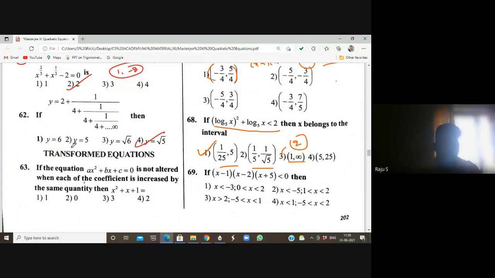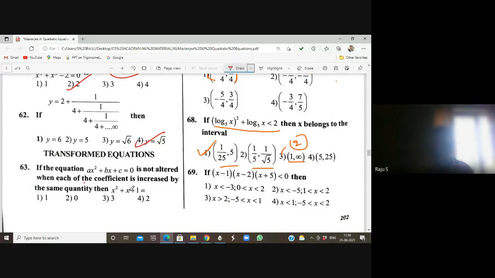Okay, so if the equation x square plus bx plus c is equal to 0 is not altered when each of the coefficients is increased by the same quantity. See, what is the question here? Each of the coefficients they asked, not the roots. Generally, alpha comma beta are the roots, and the question mostly says if we increase the roots by the same quantity. But here, the coefficient is increased by the same quantity.